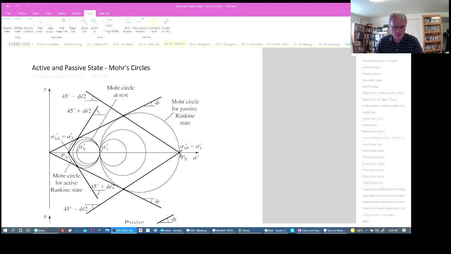So notice that the horizontal pressures to bring it to failure by pushing into the soil mass are much, much greater than they are when we pull away.